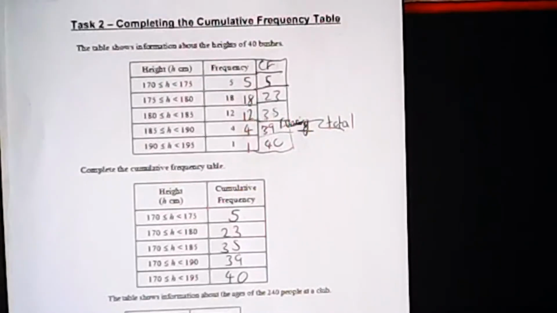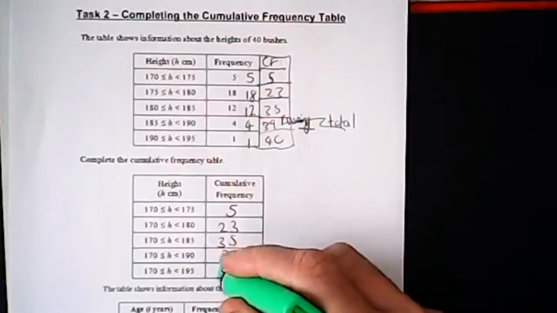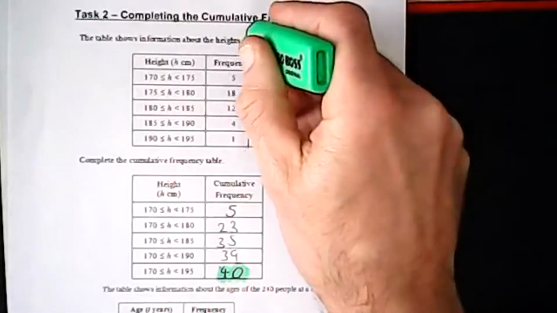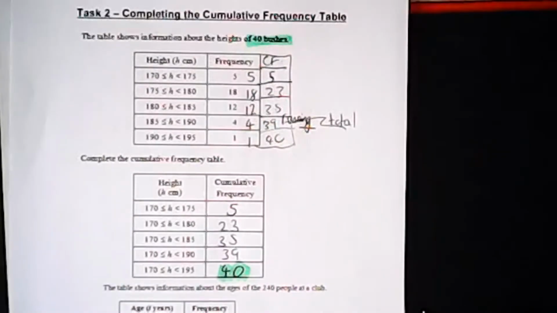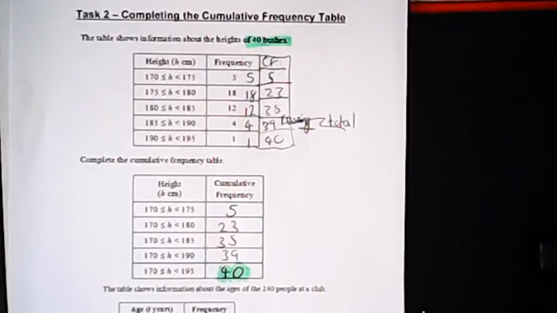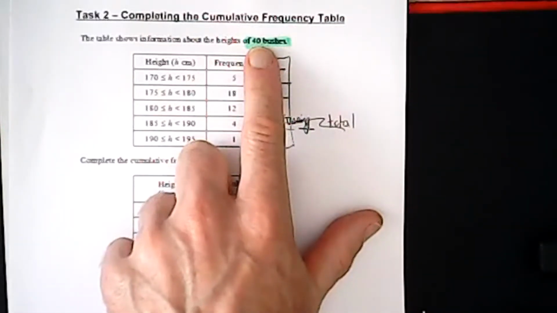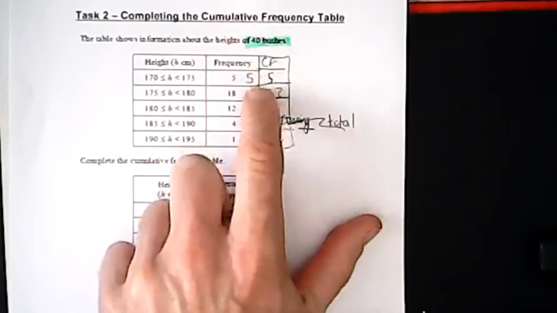One thing I can do to check that I've got this correct is I look at my answer there, and very often in the question it tells you how many people are in the survey or how many items, and if they match up, you can pretty much be sure that you've not made an error on this question. That's why they often give you the total number of people in the survey at the start, to give you a little check.